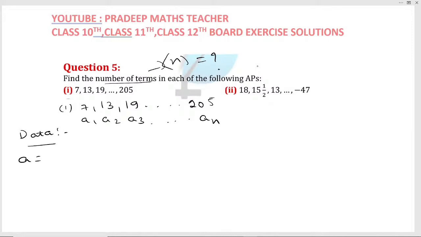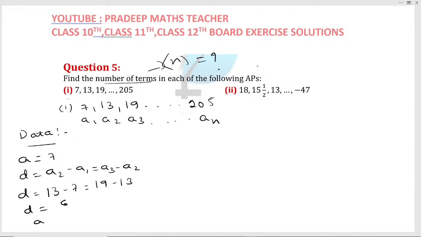So a, the first term, is 7. Now the common difference formula is a2 minus a1 equals a3 minus a2. So d equals 13 minus 7 equals 19 minus 13, so the common difference is 6. Now an is given as 205. What do you need to find? You need to find n, so n equals question mark. Like how you solved the fourth one, the same steps you need to use here also.